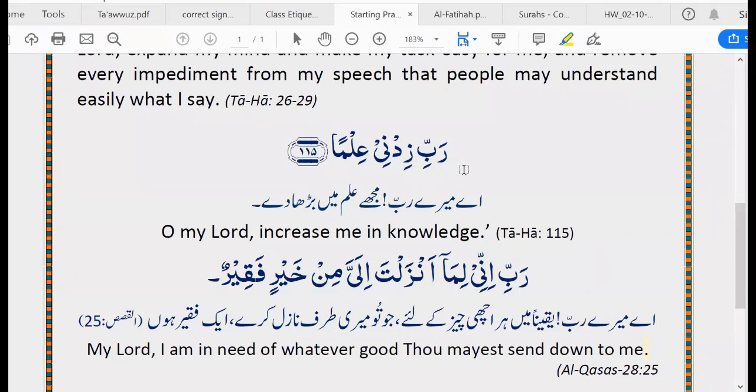أعوذ بالله من الشيطان الرجيم بسم الله الرحمن الرحيم ربي زدني علما. Oh my Lord, increase me in my knowledge. And this one? Rabbi inni lima anzalta ilayya min khairin faqir. Translation. My Lord, I am in need of whatever good thou mayest send down. I can't see the other part of the screen. Send down to me. Down. Jazakallah.